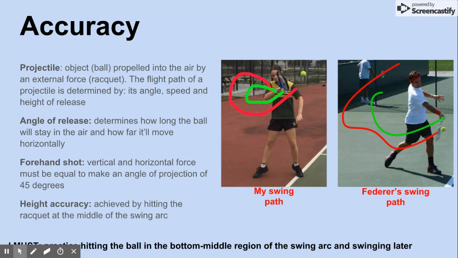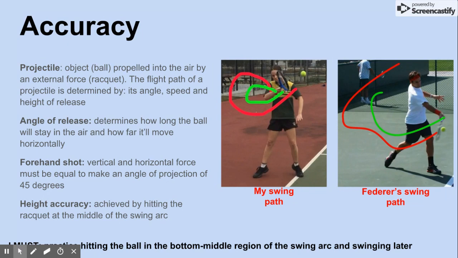The angle of release when hitting a forehand is important to know how long the ball will stay in the air and how far it will move horizontally. To perform a decent forehand stroke, the vertical and horizontal force must be equal, for an angle of projection of 45 degrees. The accuracy is also dependent on where the ball landed on your court, the timing of the hit, how fast and hard it's hit, where it hits the racket, where it hits the court, and the swing pathway of the racket. Height accuracy can be achieved by hitting the ball at the middle of the swing arc.